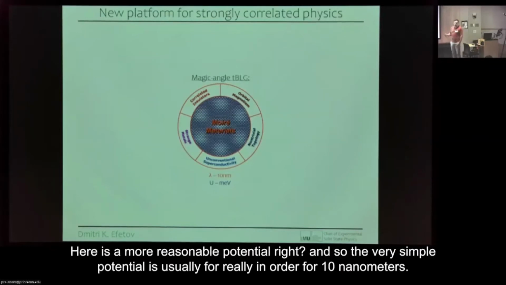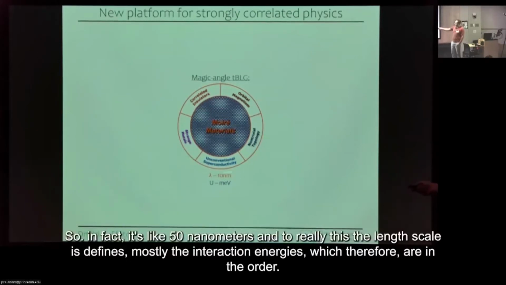And so the moiré superpotential for magic angle graphene is usually on the order of 10 nanometers. In fact, it's like 15 nanometers. And really, this length scale defines mostly the interaction energies, which therefore are on the order of millielectron volts.